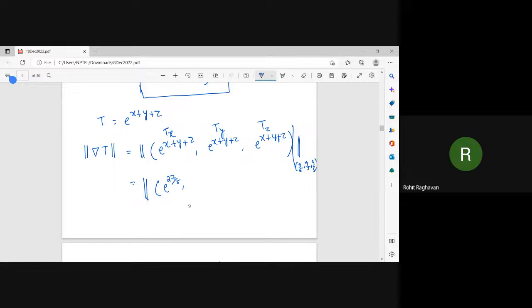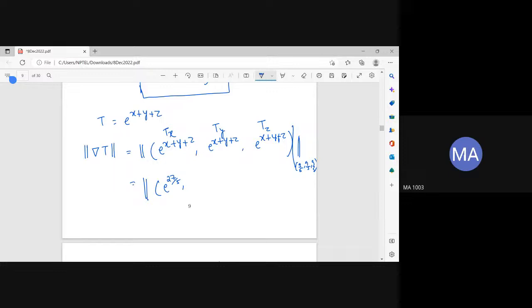I understood everything from this question, but I was unable to connect e power x plus y plus z with this root function. I understood the 9 minus x squared minus y squared computation, but I was unable to connect what e power x plus y plus z was serving the purpose for, because it was talking about temperature first. So what is f of x, y is equal to square root of 9 minus x squared minus y squared? Yeah, it is three variables. It's a sphere, right? z squared is 9 minus x squared minus y squared, so x squared plus y squared plus z squared is equal to 9, right?